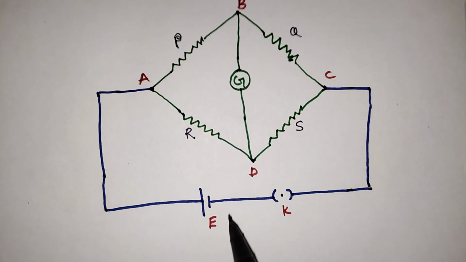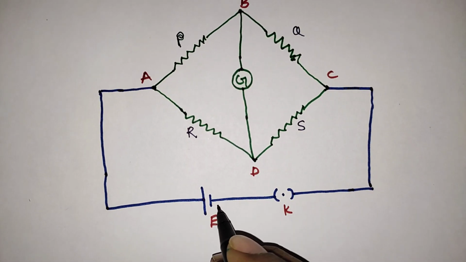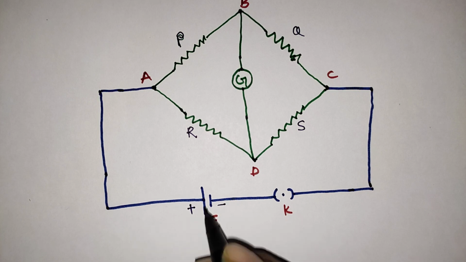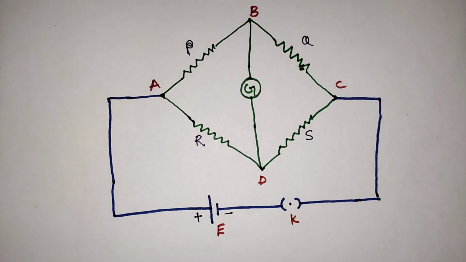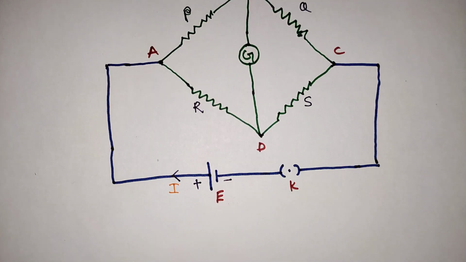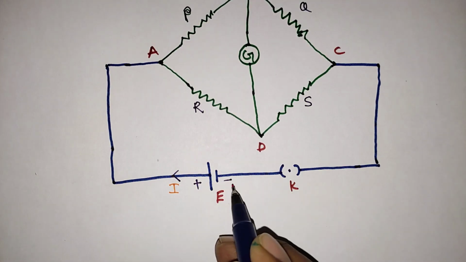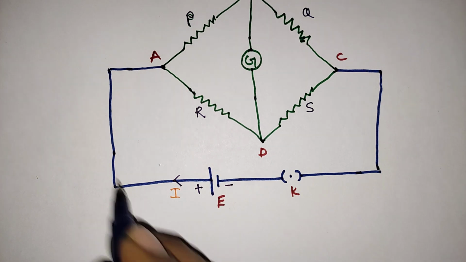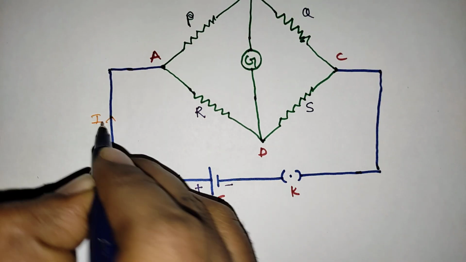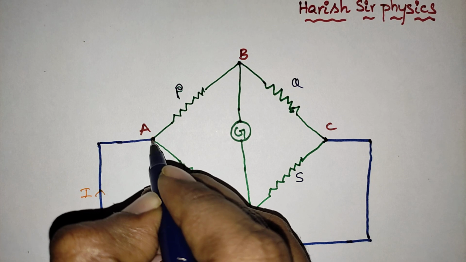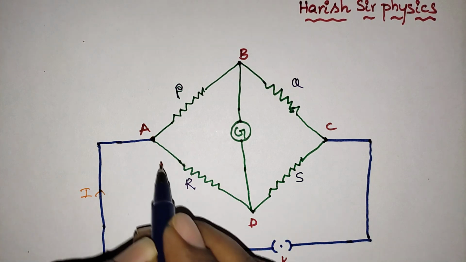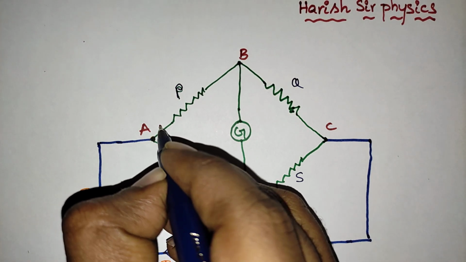Here battery E is there, so you can take the current as going to start from the negative to positive. So I'm going to start here. Current is traveling from the lower potential to higher potential, so this is the current. If we come to the point A, a junction is there. We know from the junction rule that the current is going to divide.